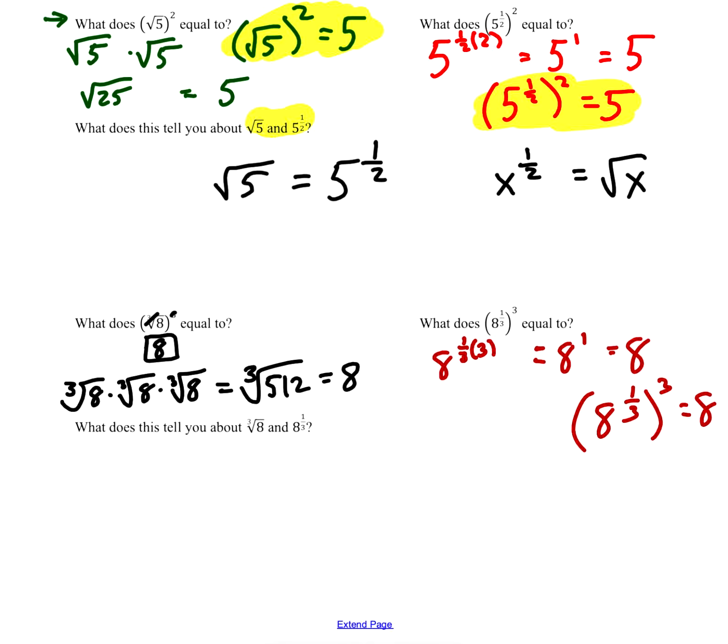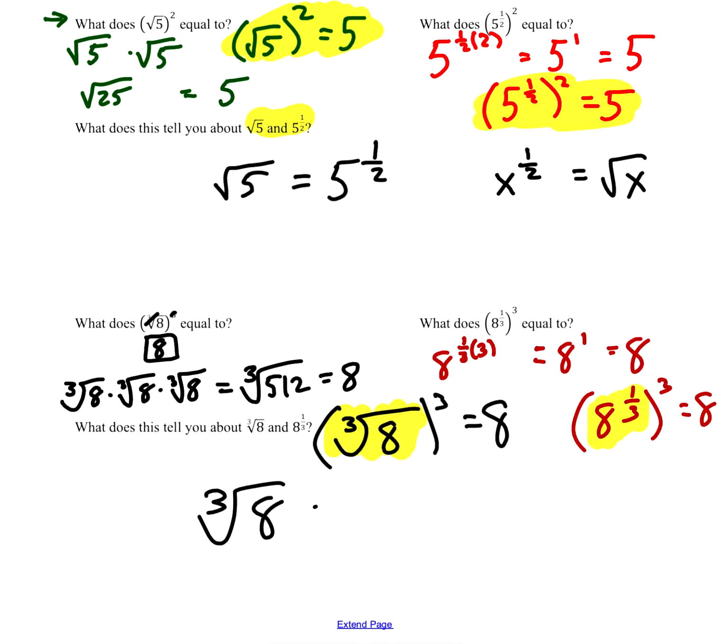And our first one we did down here was the cube root of 8 to the 3rd is equal to 8. So if we cube something, and we get the same thing, 8 and 8, we can say that the cube root of 8 is equal to 8 to the 1/3. So notice how that denominator on our exponent is now the index, it's called, on our radical.